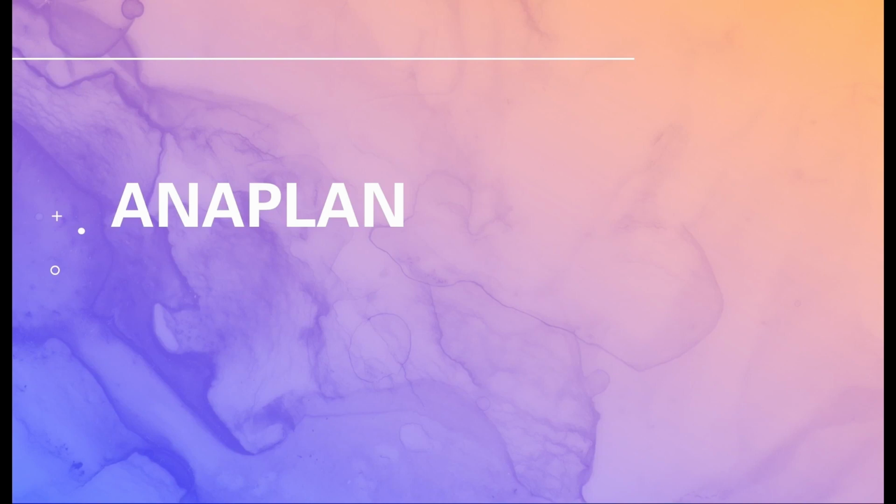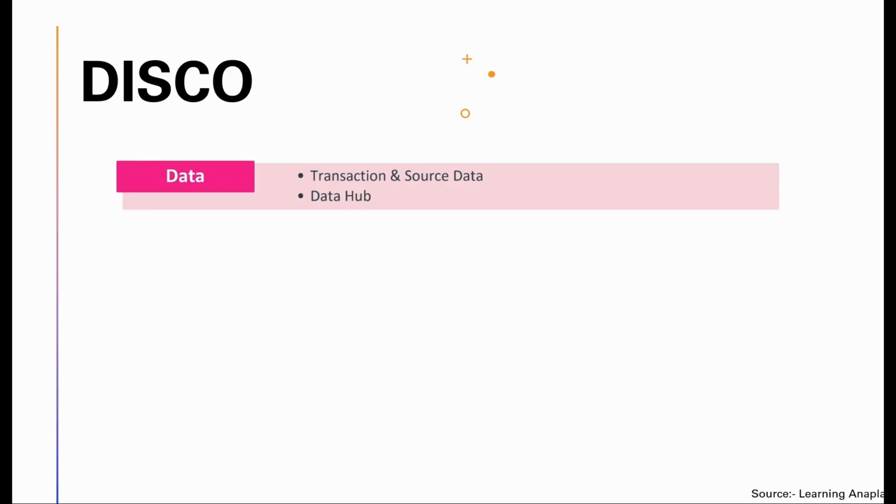In our last lecture, we saw the planning standards, and today we are going to see the DISCO. So DISCO is also an acronym. It stands for data module, input module, system module, calculation module, and output module. So let's start with the first one, which is the data module.